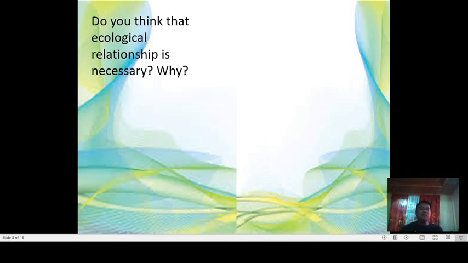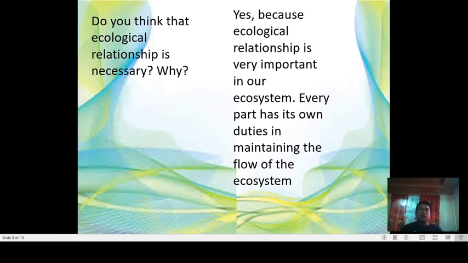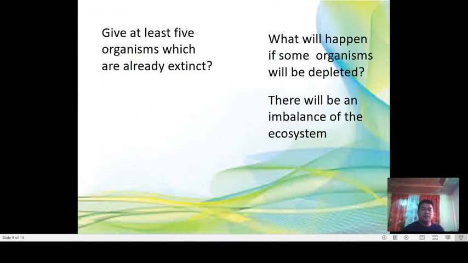Do you think that ecological relationship is necessary? Why? Yes, because ecological relationship is very important in our ecosystem. Every part has its own duties in maintaining the flow of the ecosystem. What will happen if some organisms will be depleted? The answer is there will be an imbalance of the ecosystem.